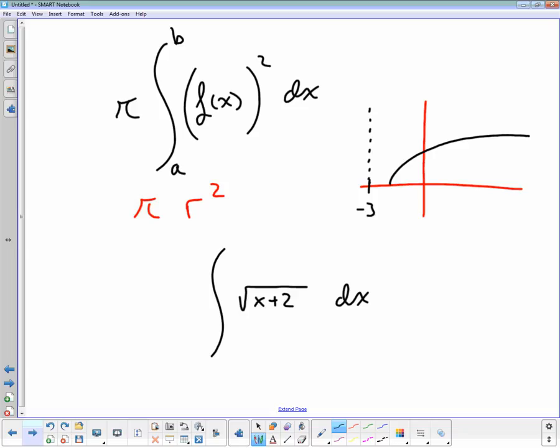Okay, that's what we're going to revolve it around. Now, we are going to have to play with this because we have to, and let's integrate between, say, negative 2 and 2. And that's the window that we're going to integrate around.